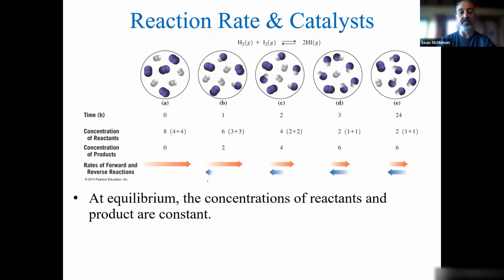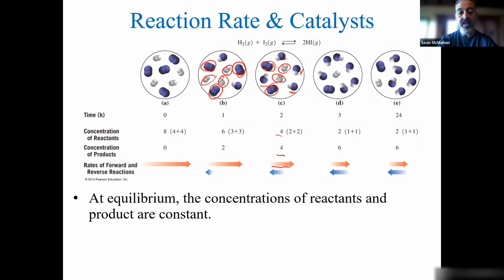At equilibrium, the concentrations of reactants and products are constant. So if I was to keep going on, right? So right now I have 3 iodine and 3 hydrogen. If one of each of these collide again, now I would only have 2 hydrogen, 2 iodine, but I've made 2 additional hydrogen iodides. So now I'm at 4. So I'm at 4, 4.